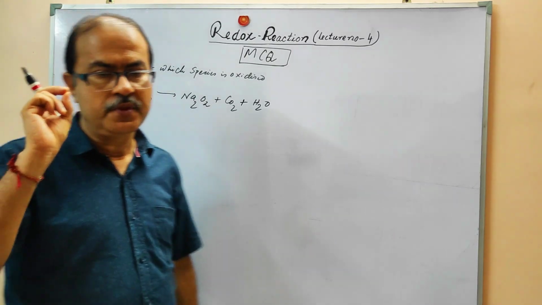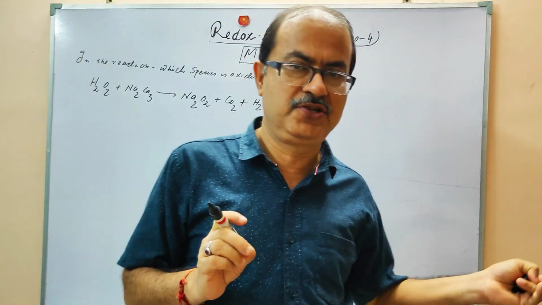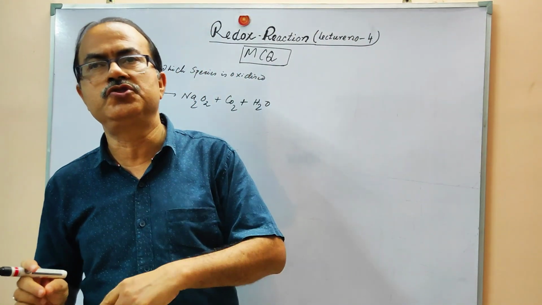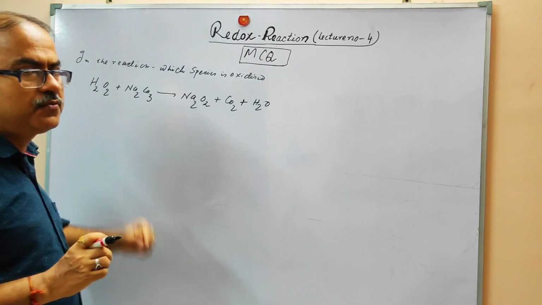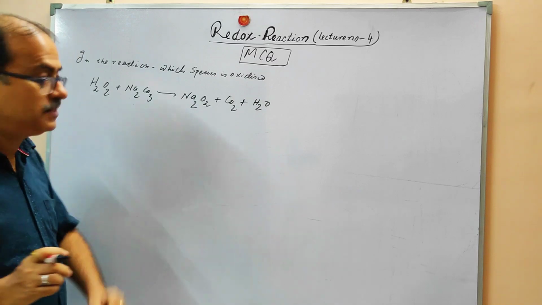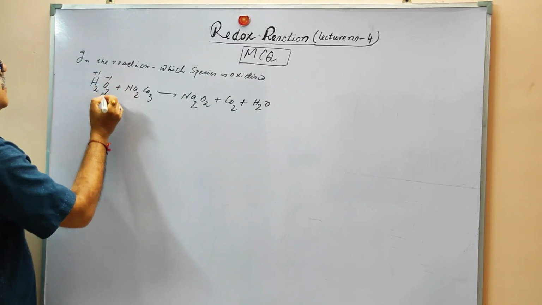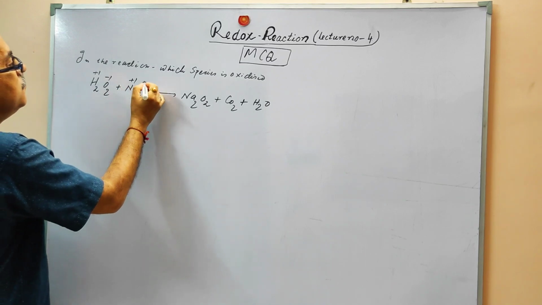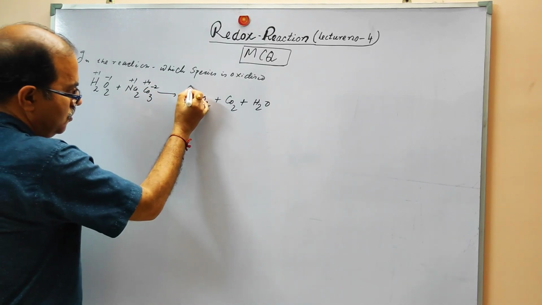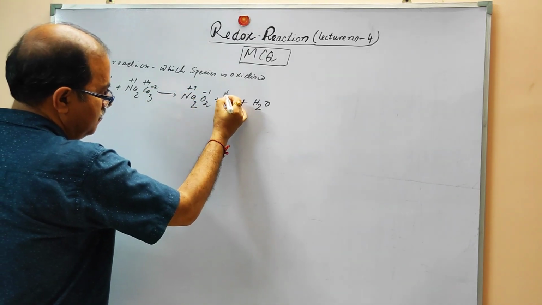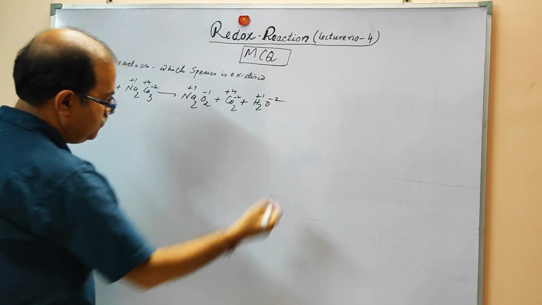You know the species which is oxidized, its oxidation number will increase. The species which is reduced, its oxidation number will decrease. So what do we have to do for this type of question? You have to first calculate the oxidation number. Oxidation number of hydrogen is +1, oxygen in this case is -1, sodium is +1, carbon will be +4, oxygen -2, and again +1, -1, +4, -2, +1, and -2.